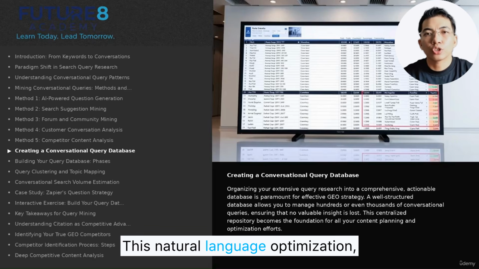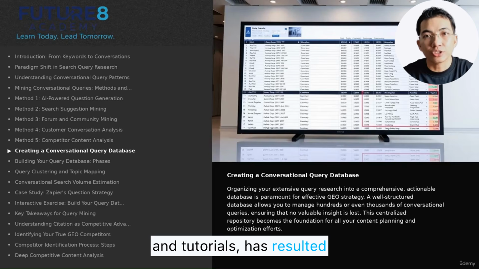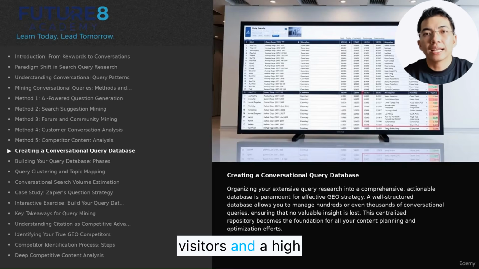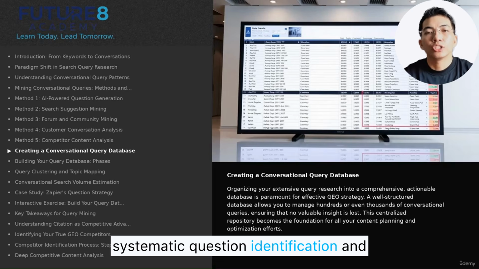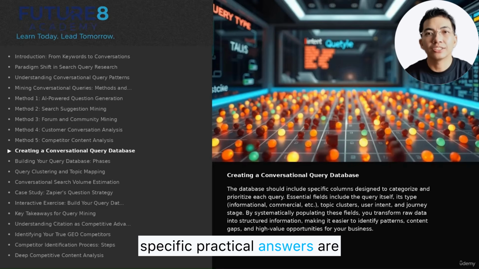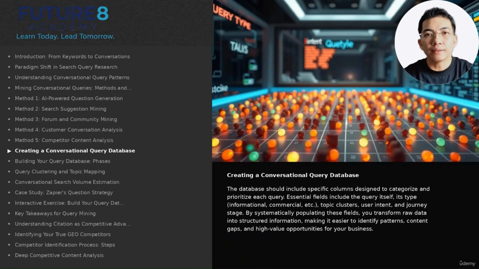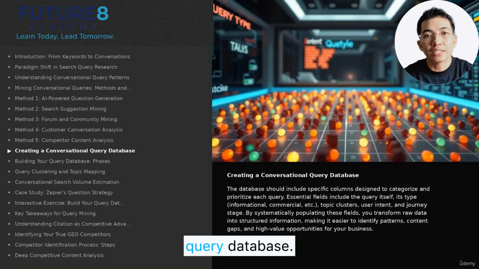This natural language optimization, coupled with practical examples and tutorials, has resulted in millions of monthly visitors and a high citation rate in AI responses. Their strategy demonstrates that systematic question identification and specific practical answers are key to winning in AI search. Interactive exercise: build your query database.